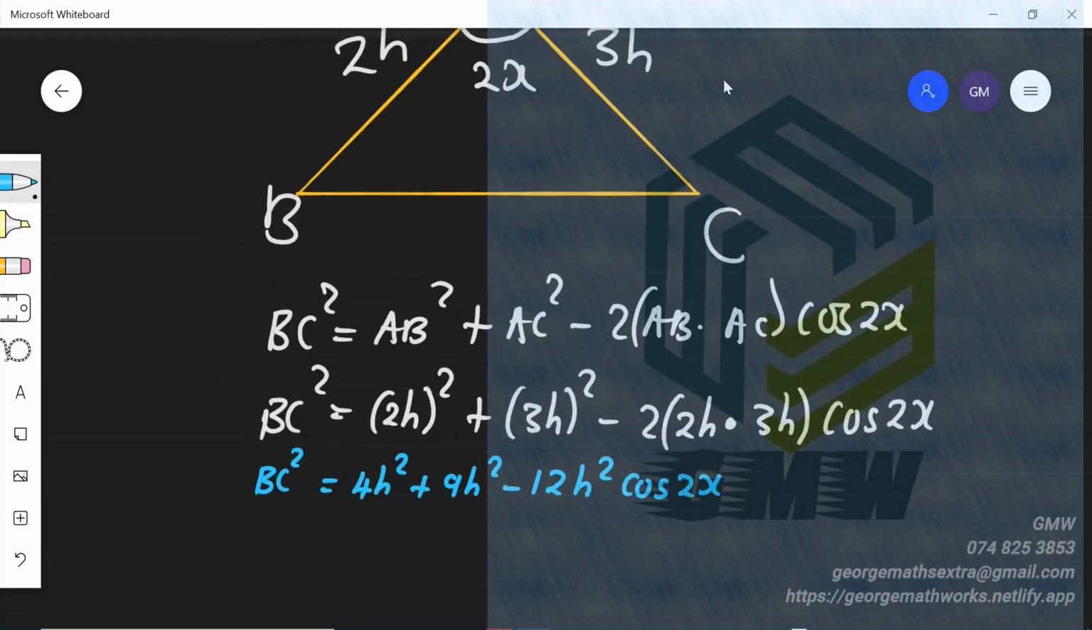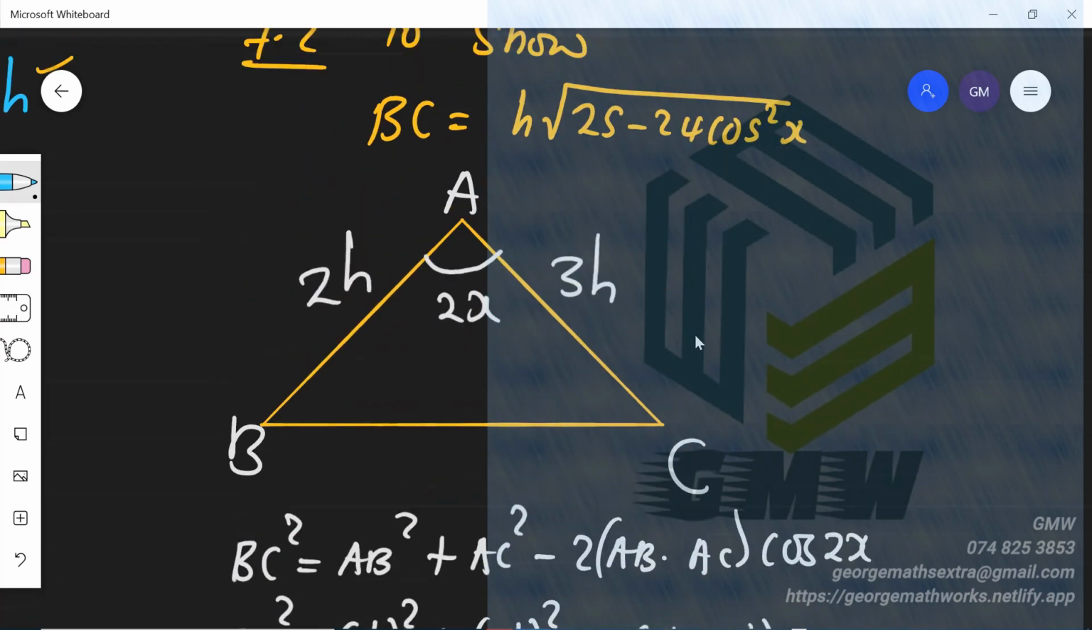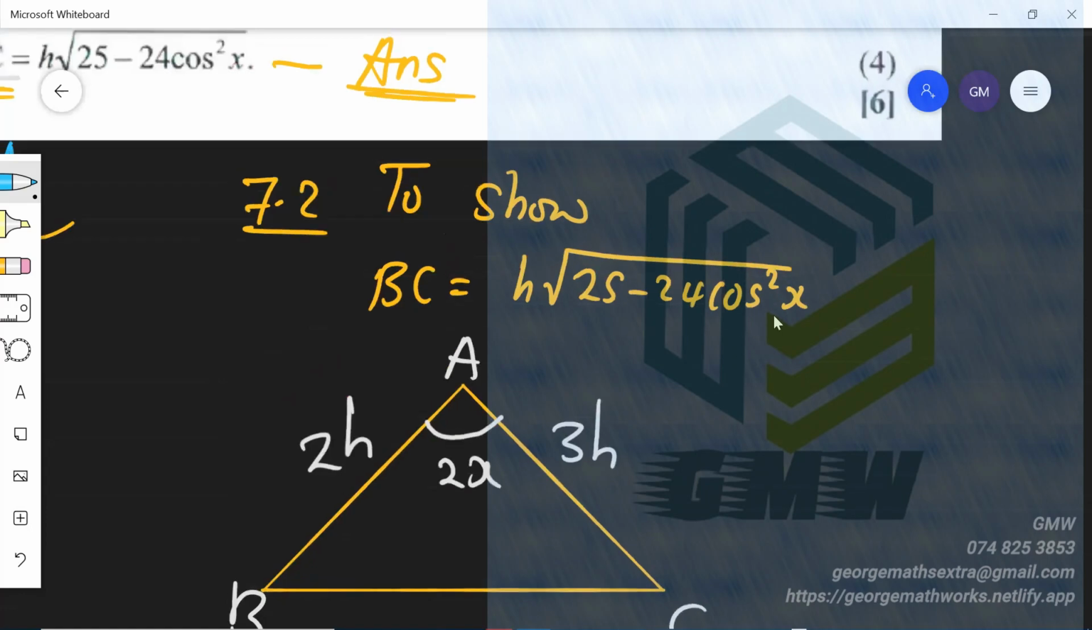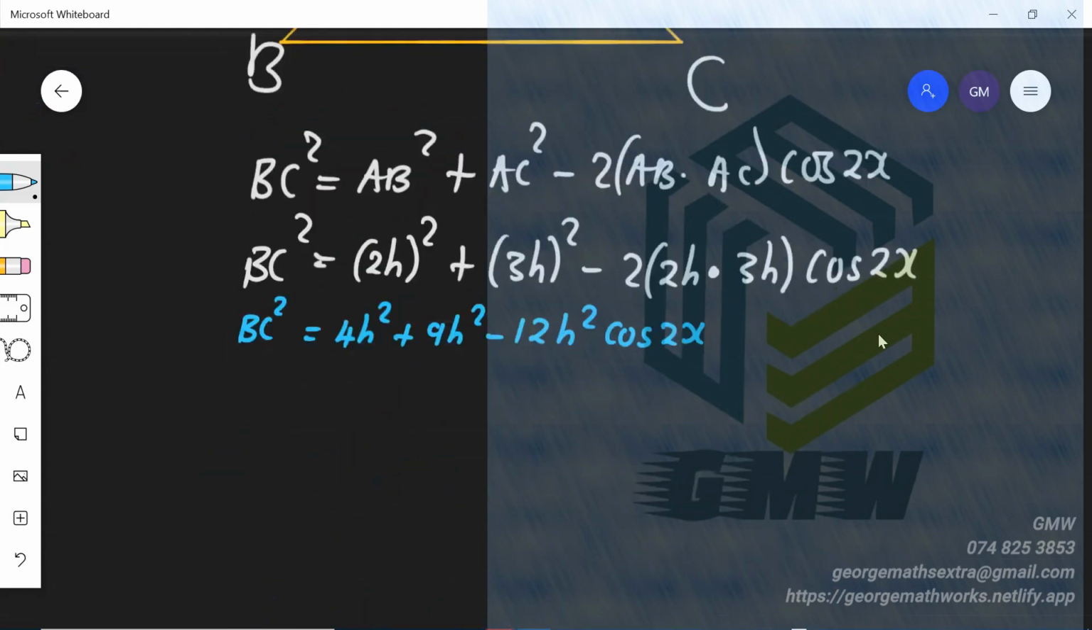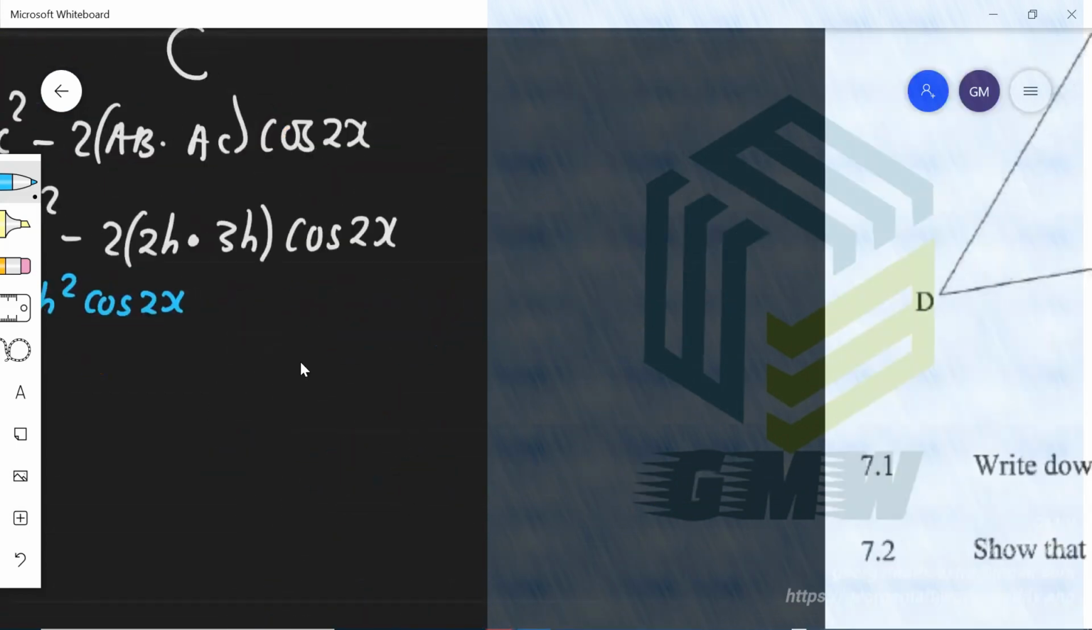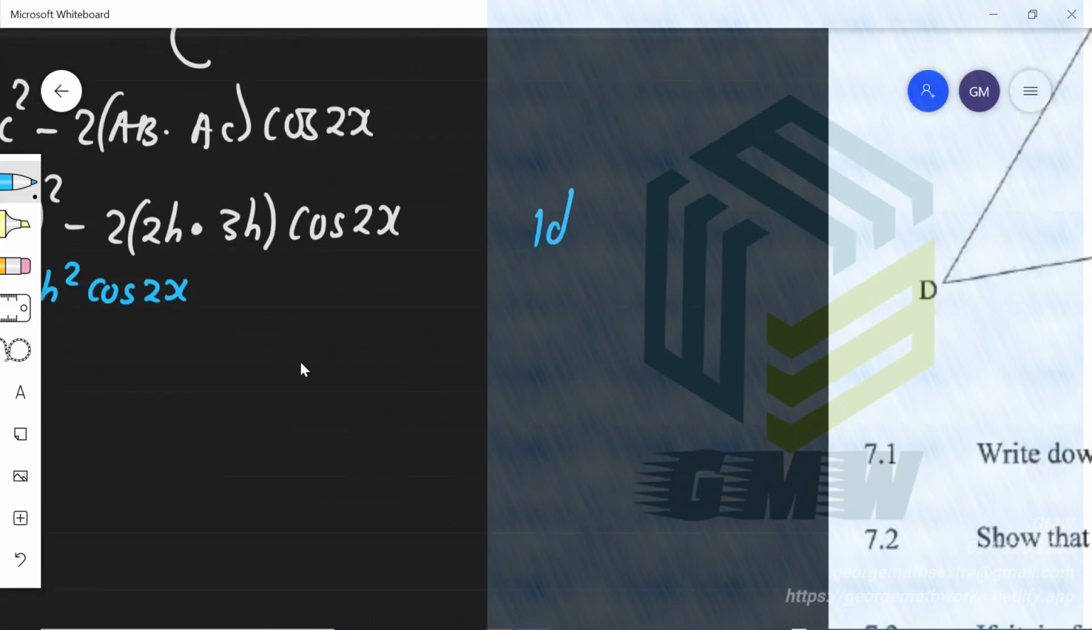Always when you're dealing with a proof question, you need to check the direction where you are going. Do you see that I don't have cos 2x, but I have cos squared x, and I have a 25 and a 24 and an h outside? So the question you ask is, how do I change cos 2x to cos squared x? Now, there are identities that you need to remember.